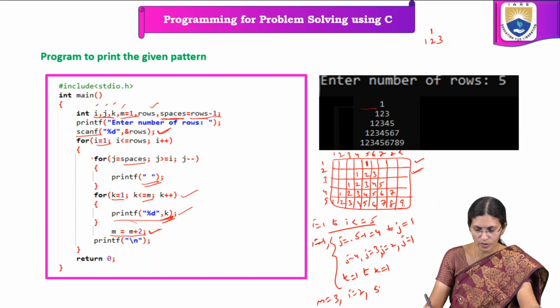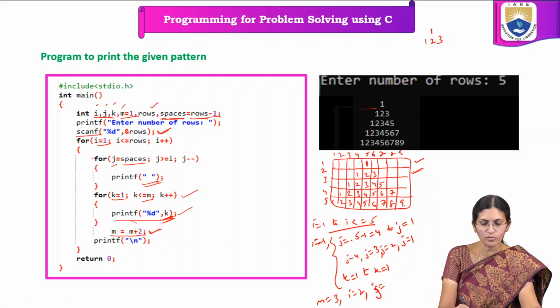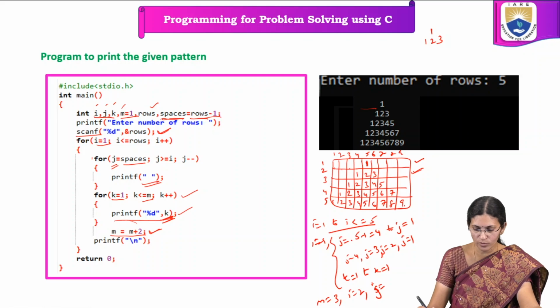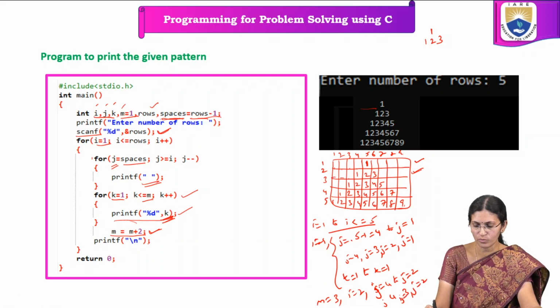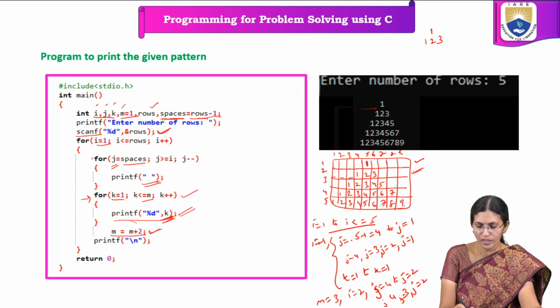The j variable is used to introduce the spaces. So j is equal to 5 minus 1, that is 4, to j is greater than or equal to i. Now i is equal to 2 here, so for j is equal to 4, 3 and 2, 3 spaces will be printed: 1, 2, 3. After that, this for loop will be executing 3 times because k is less than or equal to m, and m value is 3. So this will repeat 3 times.